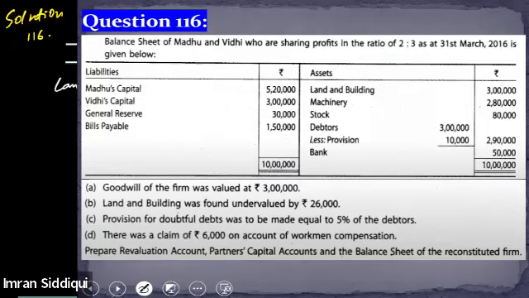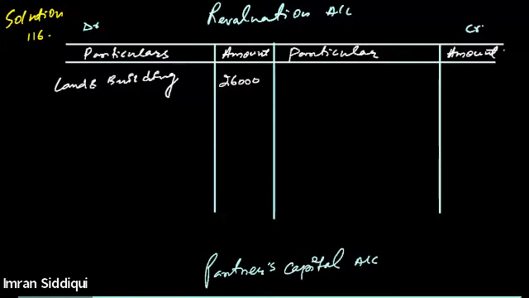All right. The next thing is that provision for doubtful debt was to be made equal to 5% of the debtor. Debtors currently stands at 2,90,000. We need to prepare a 5% provision for doubtful debt. Provision for doubtful debt is also a reduction in the value of the debtor, so it will reduce debtors by 5%. We need to find out 5% of 2,90,000 and write down the value on the debit side of the revaluation account.